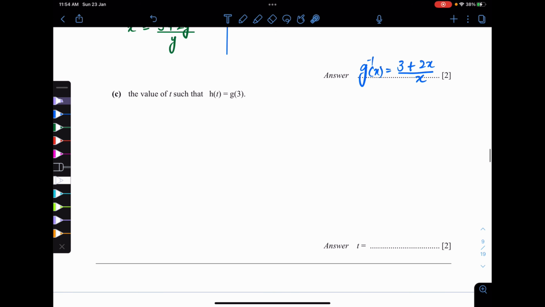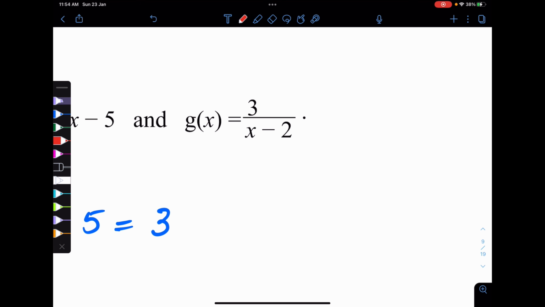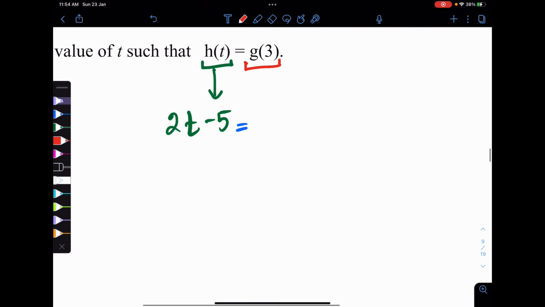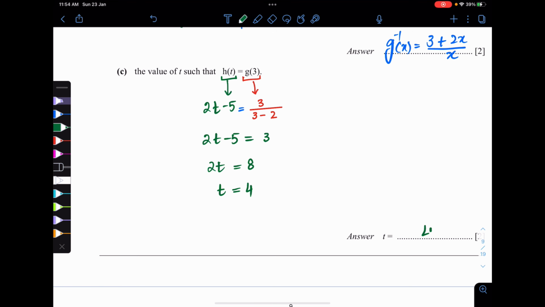So if I follow the left hand side instruction, this takes me to 2t minus 5 equal to, now the right hand side instruction tells us go to function g and put x is equal to 3. So we're going to go to function g and I'm going to put 3 over here. So this is going to become 3 over 3 minus 2. And let's solve this equation. This is 2t minus 5 is equal to, we know 3 minus 2 is going to be just 1, and 3 over 1 is 3. Now 2t is 5 plus 3, 8, and it's very easy from here onwards that t is equal to 4.